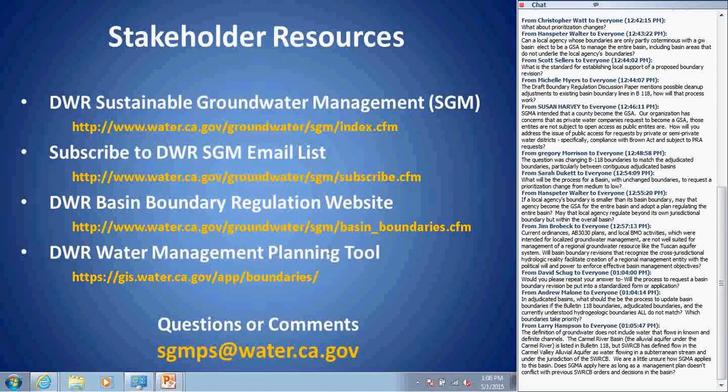I'm going to take a moment and ask the group, are there any input, questions, or comments on the characteristics as Stephen presented earlier, specific basin boundaries that people want to share, or are there other characteristics that they want to add? Let's take a moment to see if there's any question around that. We've had quite a bit about adjudicated boundaries.